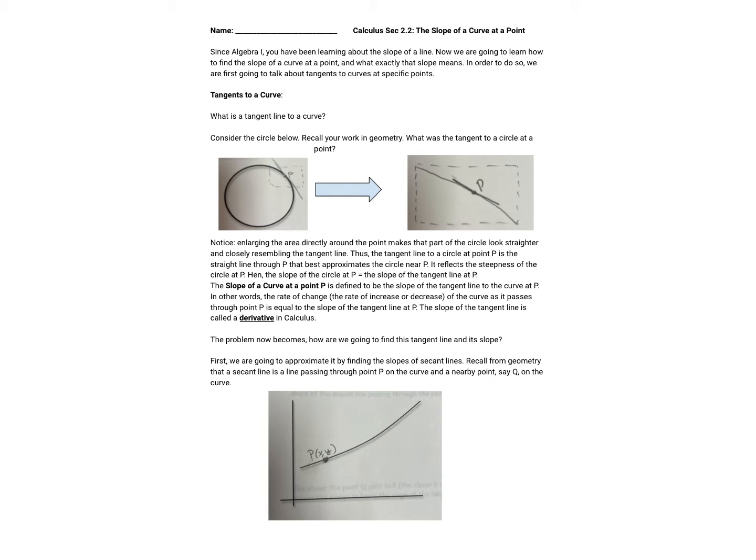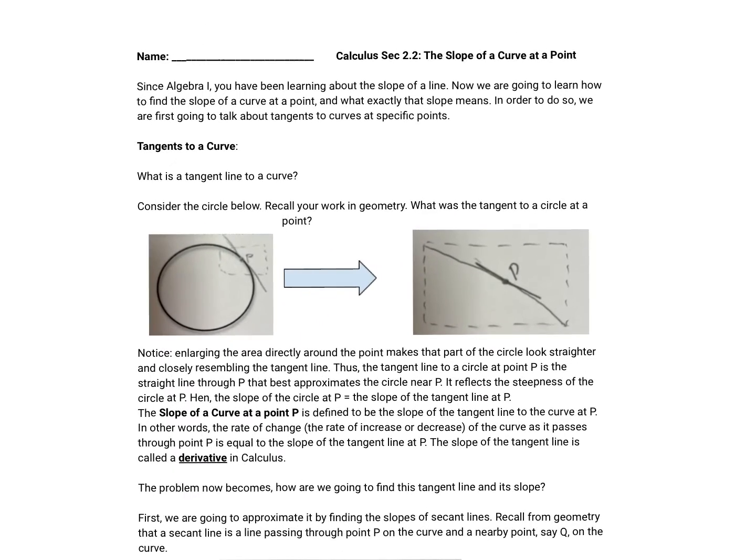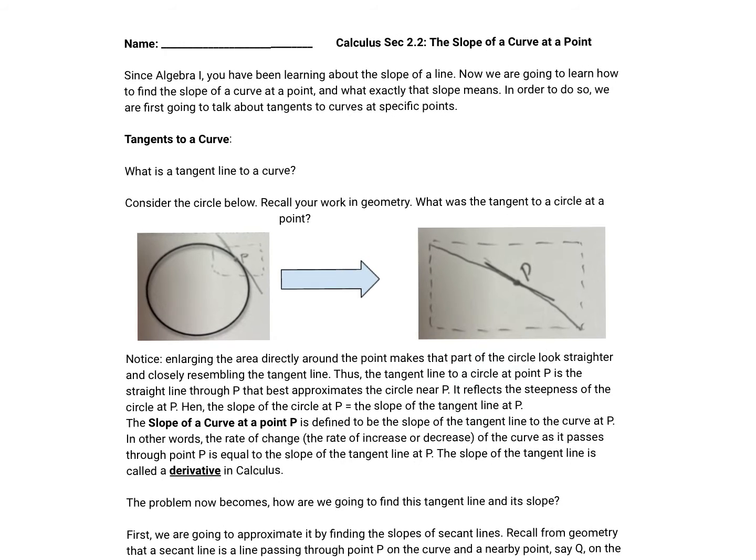So when we talk about a slope of a curve at a point, we're going to look at the slope of a tangent line to a curve. So we've done tangent lines to circles before. And I have this circle here, and a tangent to a circle means it's a line that touches the circle at exactly 1 point, or intersects the circle at exactly 1 point.